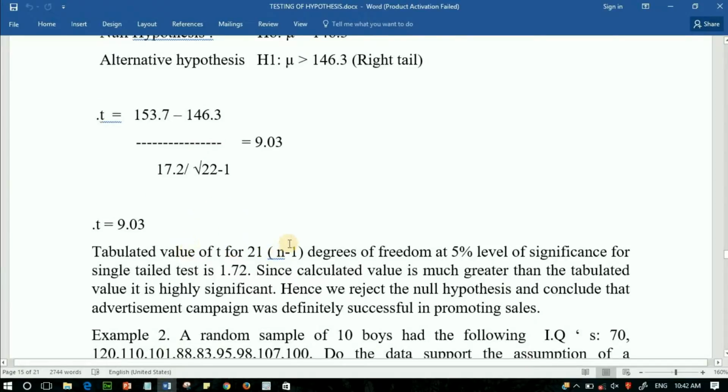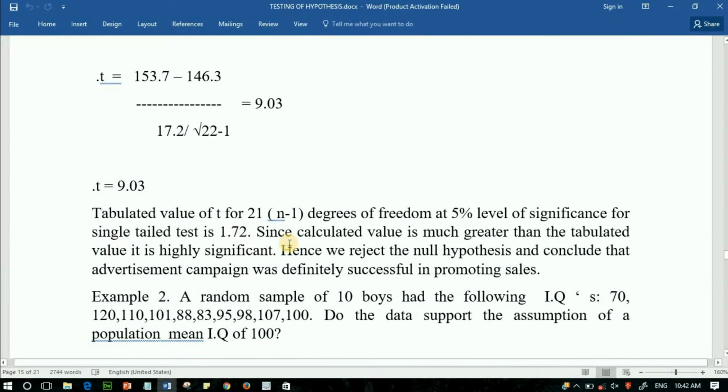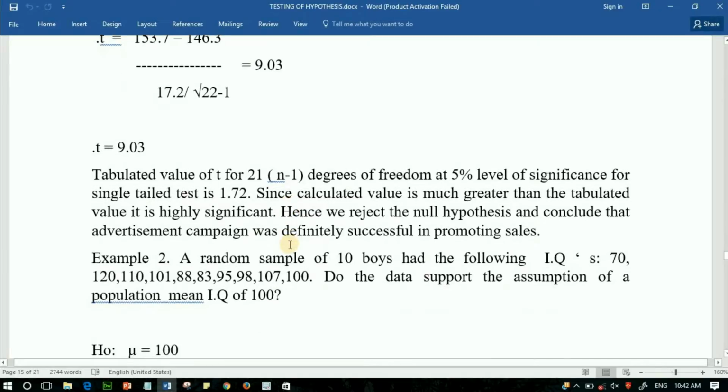The table value at 5% level of significance, here also we take the absolute value. The answer is 9.03, and from the table you can see that it is 1.72. Here the calculated value is greater than the table value, so we reject the hypothesis. Hence the conclusion is that the advertisement was definitely successful in promoting sales.